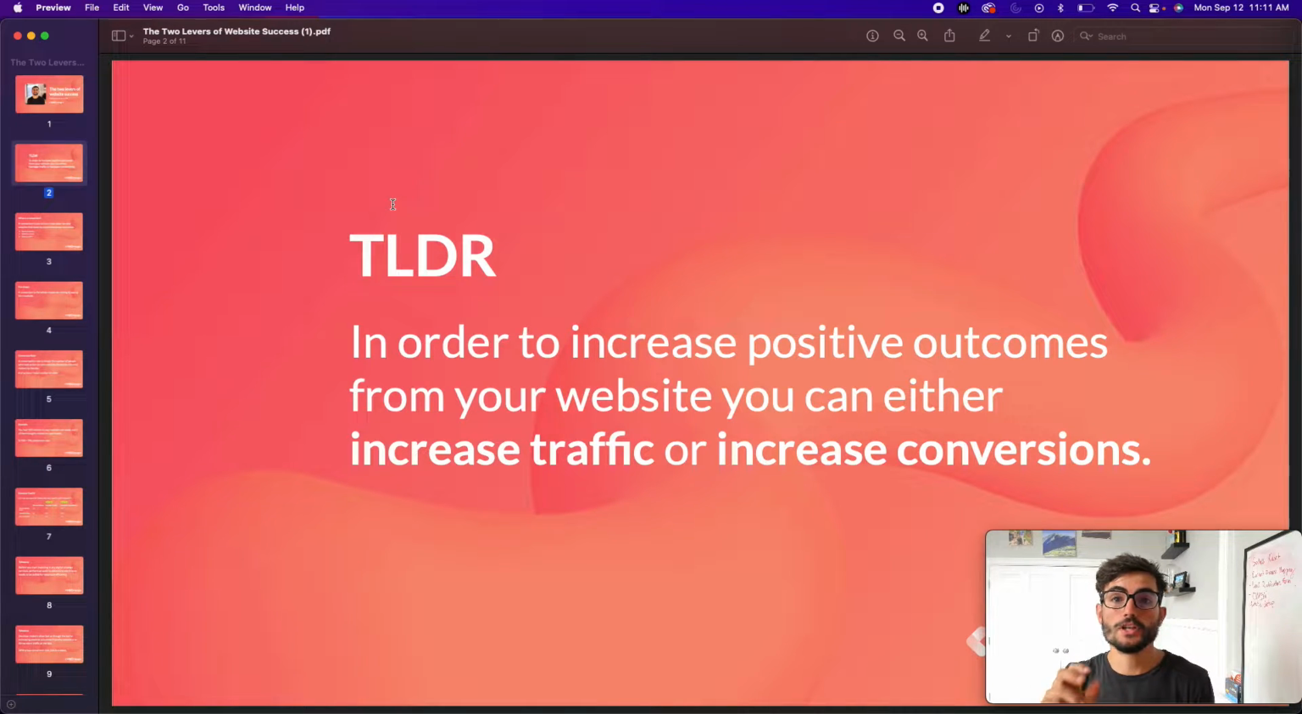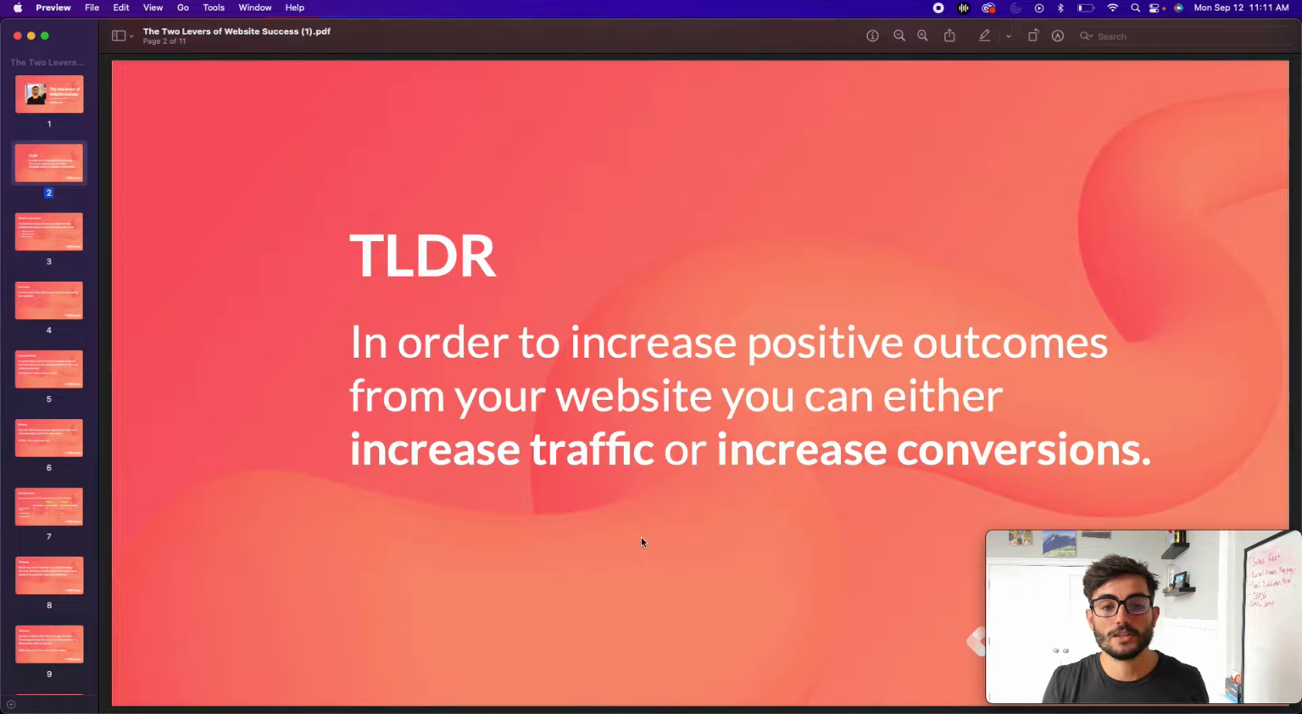In order to increase positive outcomes from your website, you can either increase the traffic or you can increase the conversions. At the end of the day, we're talking about a formula, an algorithm for success with two variables, put simply, traffic and conversions, and you can manipulate either one of those if you want to increase your positive outcomes.